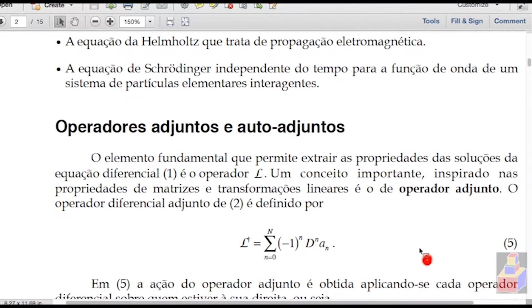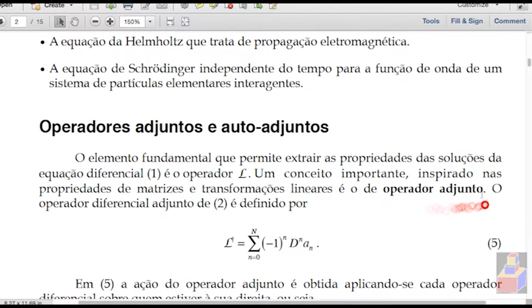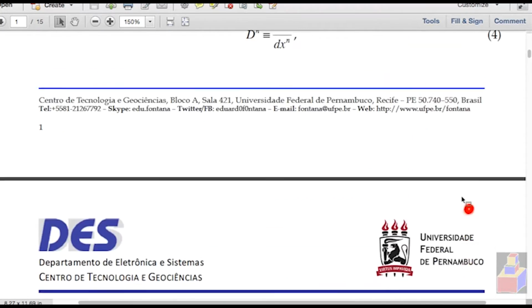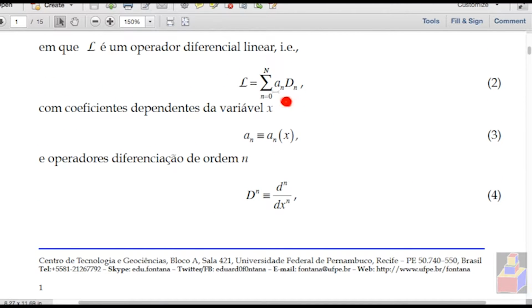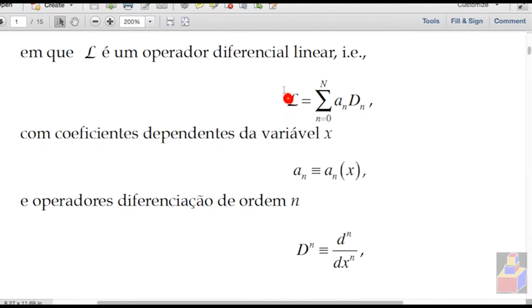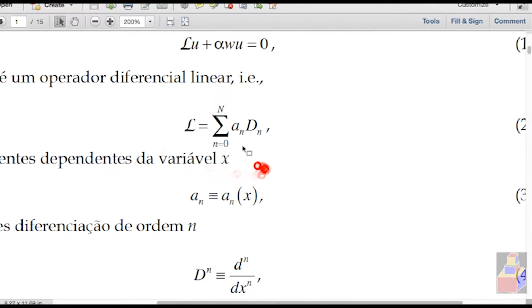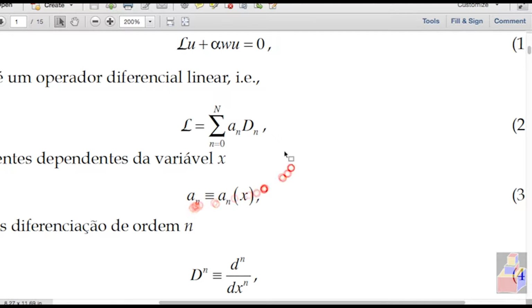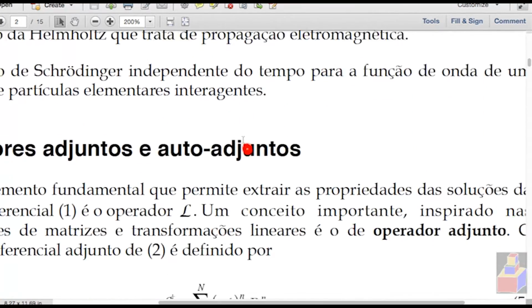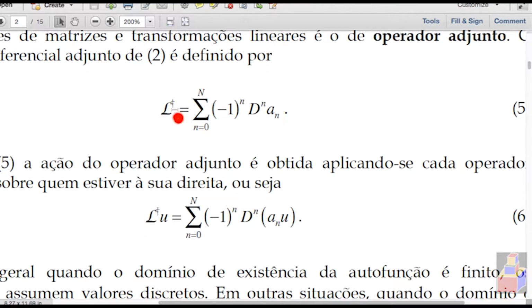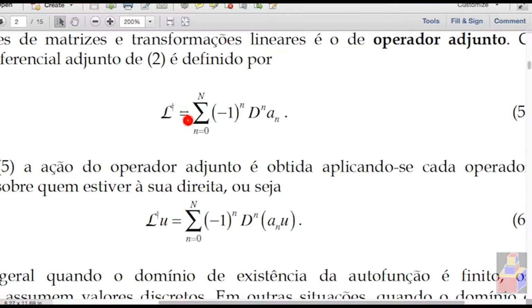An important concept is what is called the adjoint operator. If you have an operator that is given like this, okay, let me increase it a little bit so it's clear in the video. So I have an operator like this. Observe that a_n is a function of x, and the derivative operator is on the right of a_n. Okay, the adjoint is obtained by inverting the position and putting a sign factor in front. So that's an adjoint operator. It's the L dagger.